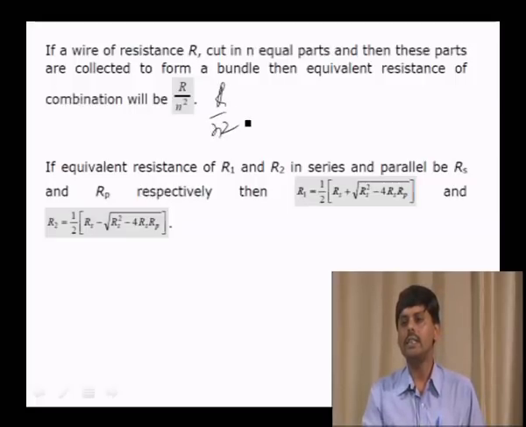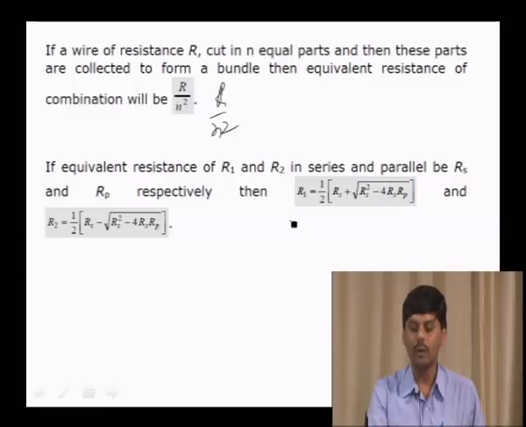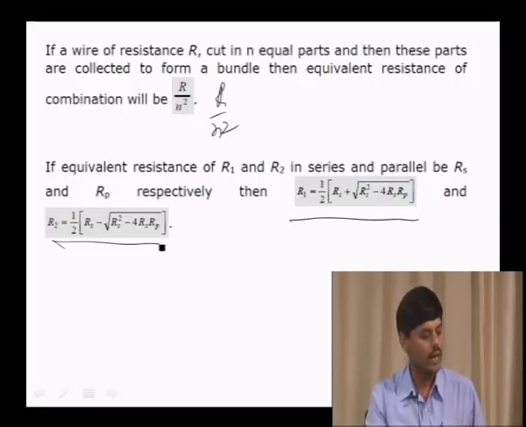If the equivalent resistances of R1 and R2 in series and parallel are RS and RP respectively, then the resistances R1 and R2 we can calculate by using these two formulas. This is for R1, this is for R2.